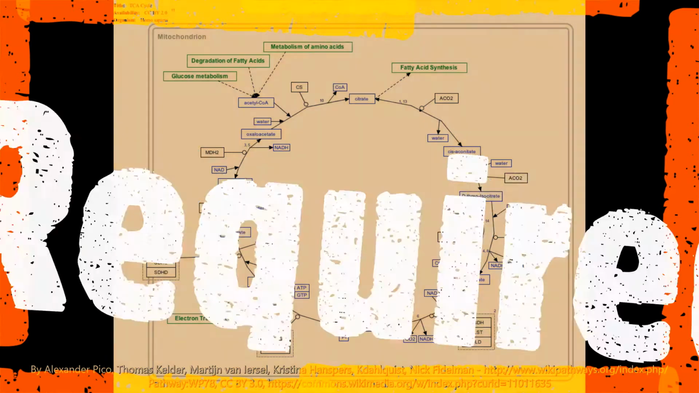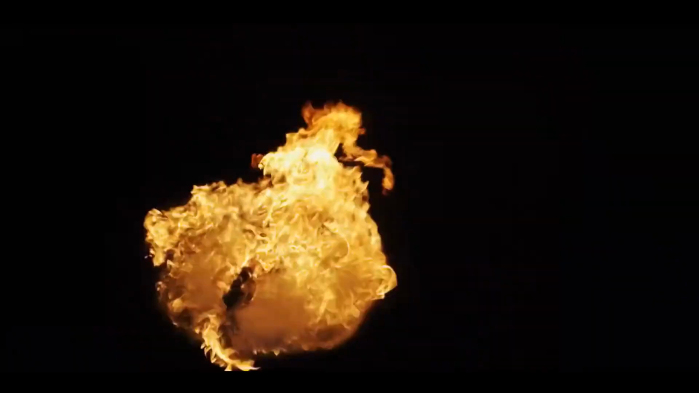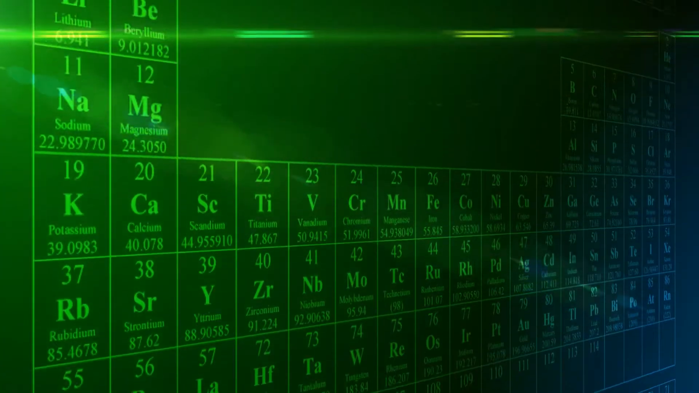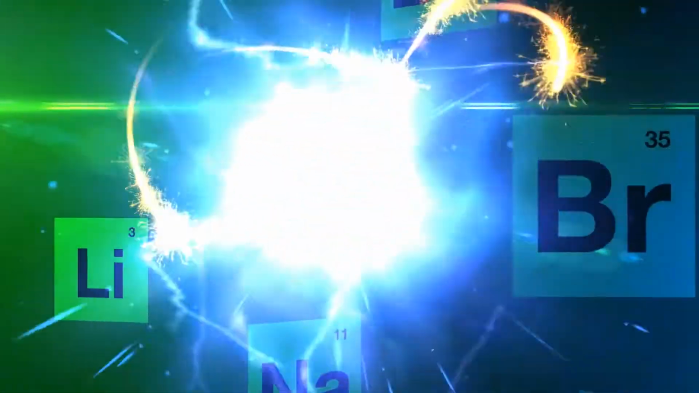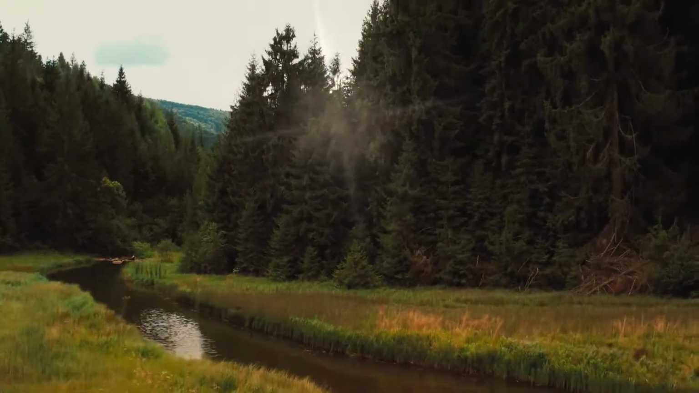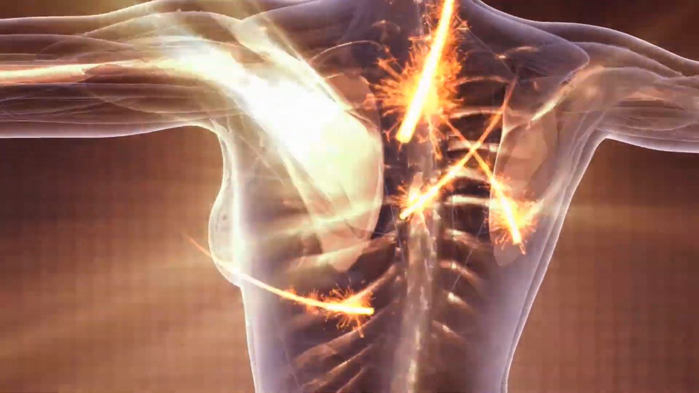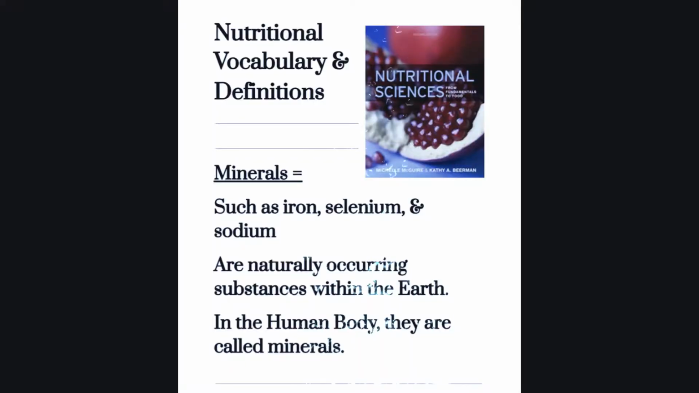Vitamins are not used directly for our bodily structure or energy. However, they play important roles in those chemical processes that are required for the building and maintaining of the tissues that make up our body, as well as the releasing of the energy contained within the macronutrients that we consume. Furthermore, minerals, such as iron, selenium, and sodium, are substances that occur naturally within our earth. In the human body, however, all the inorganic substances, with the exception of water, are called minerals.